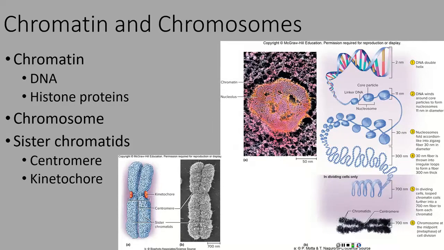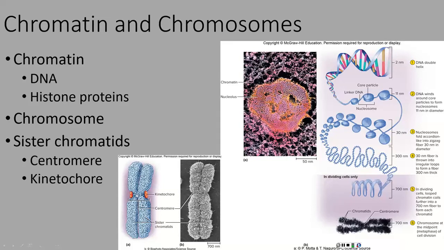So if a cell is going to divide, there's not going to be 23 chromosomes. There are going to be 23 pairs of chromosomes. And the pairs are going to be held together at a region called the centromere. The centromere is this pinched in area where the two sister chromatids are joined together.